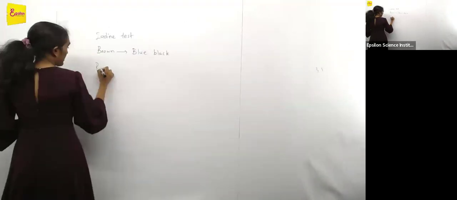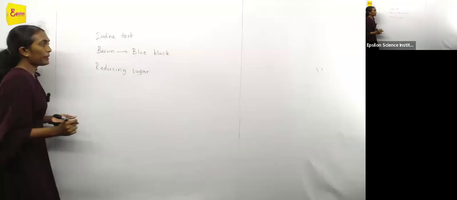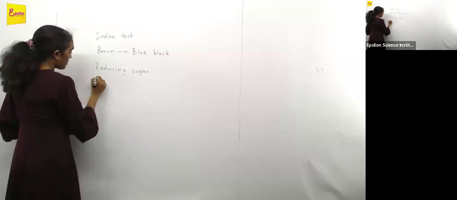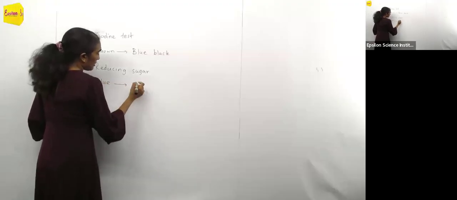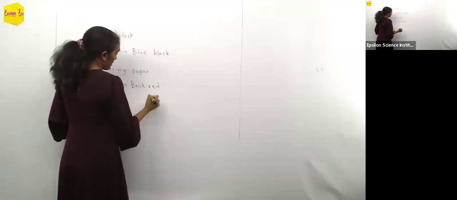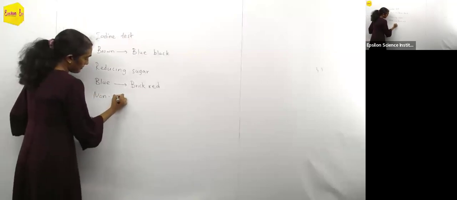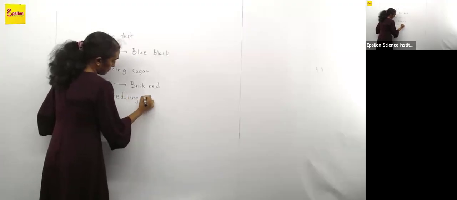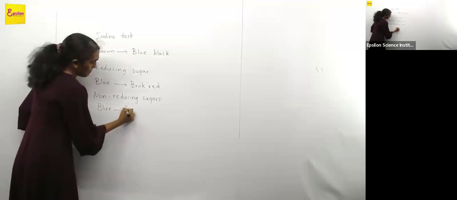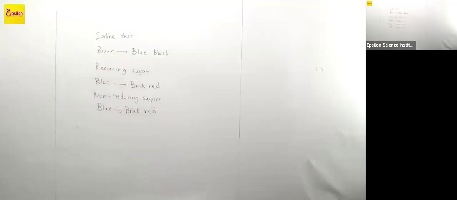Next one, test for reducing sugars. What is the initial color of Benedict's solution? It's blue in color. Blue color is turned into brick red precipitate. Test for non-reducing sugars is also the same. Correct?